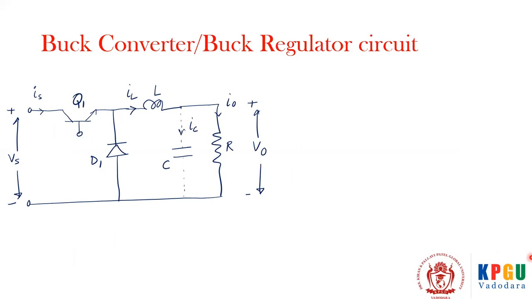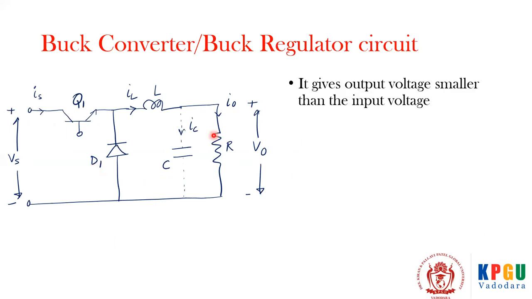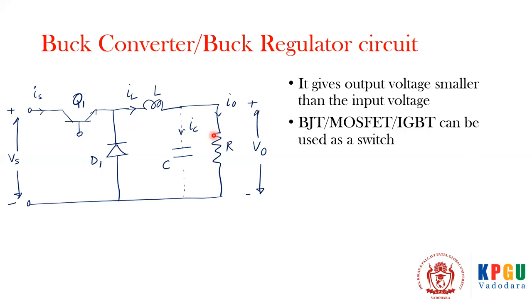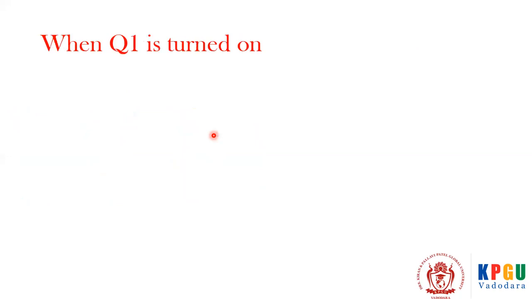So this is the buck converter circuit. Here we have used BJT as a switch, for example. We can use IGBT or MOSFET also as the switch. So when the device is used in this fashion, it gives output voltage smaller than the input voltage. Here BJT, MOSFET or IGBT can be used as a switch.